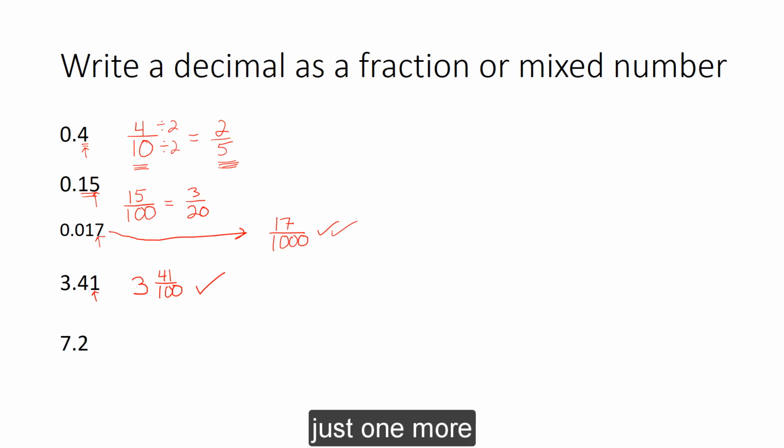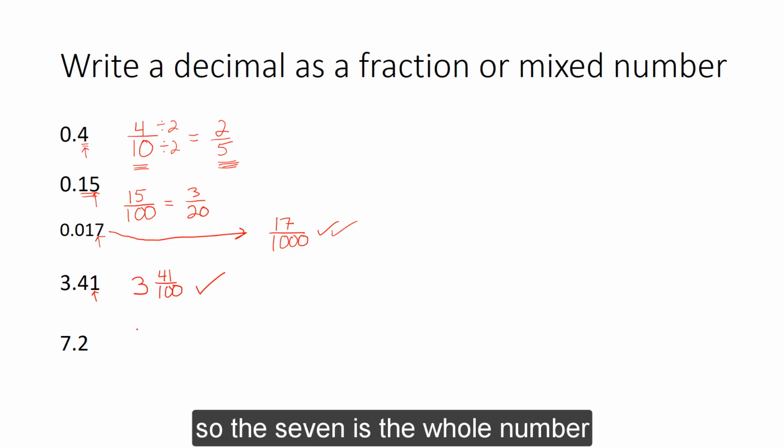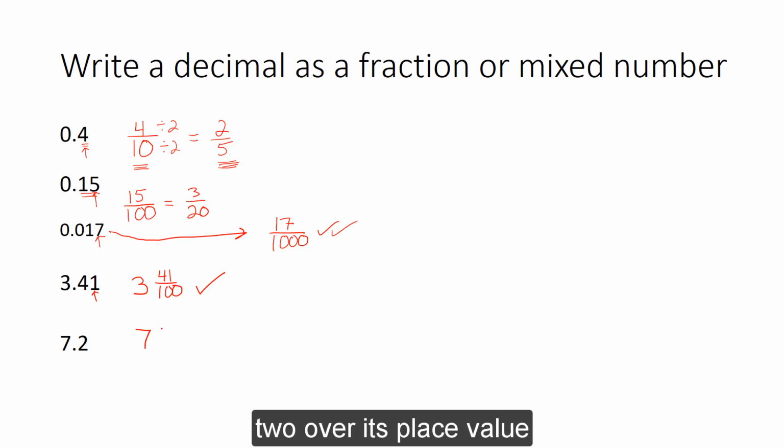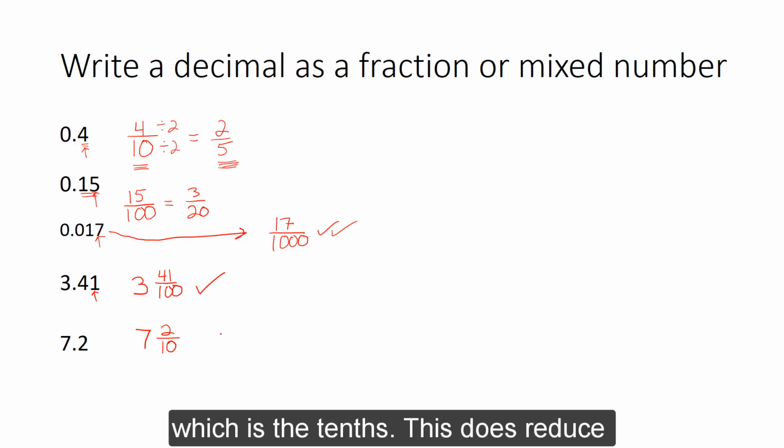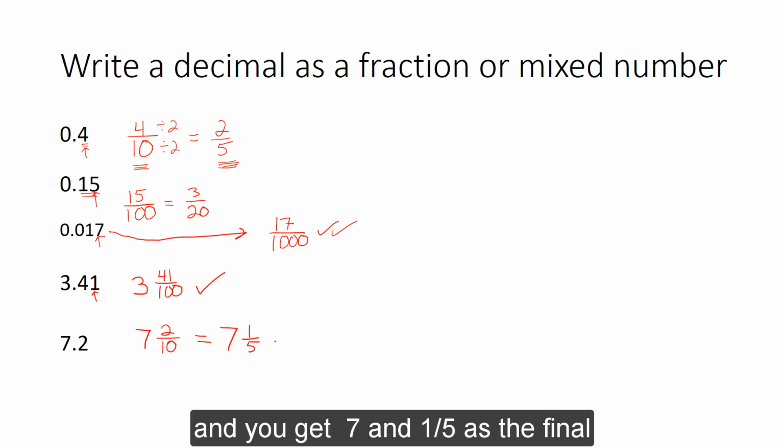And just one more. We have 7 and 2/10, so the 7 is the whole number. The 2 over its place value, which is the tenths. This does reduce if you divide those both by 2. You get 7 and 1/5 as the final reduced answer.